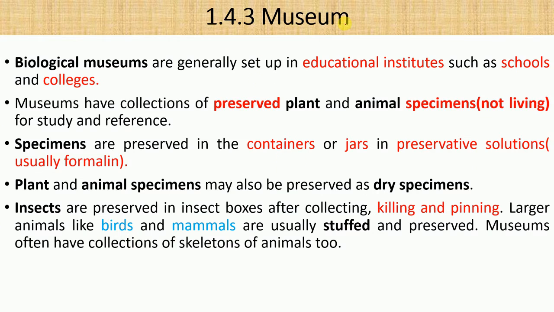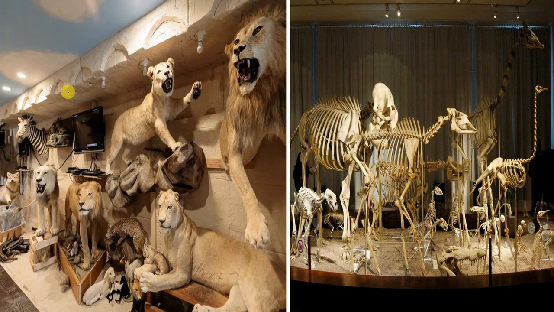Another taxonomical aid is the museum. Biological museums are generally set up in educational institutes. For example, it may be in your school or in your college also. So a museum has a collection of preserved plant and animal specimens, but here you need to note one thing: these preserved plant and animal specimens are not living, right? Because it is already mentioned they are preserved.